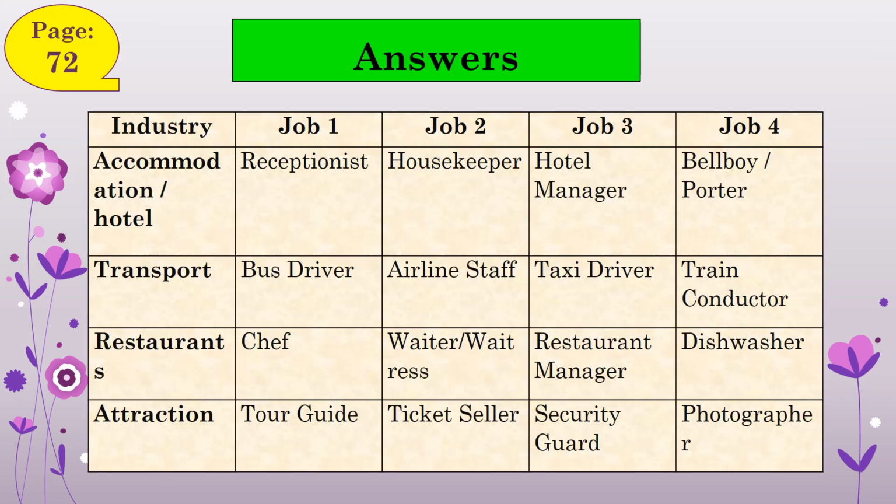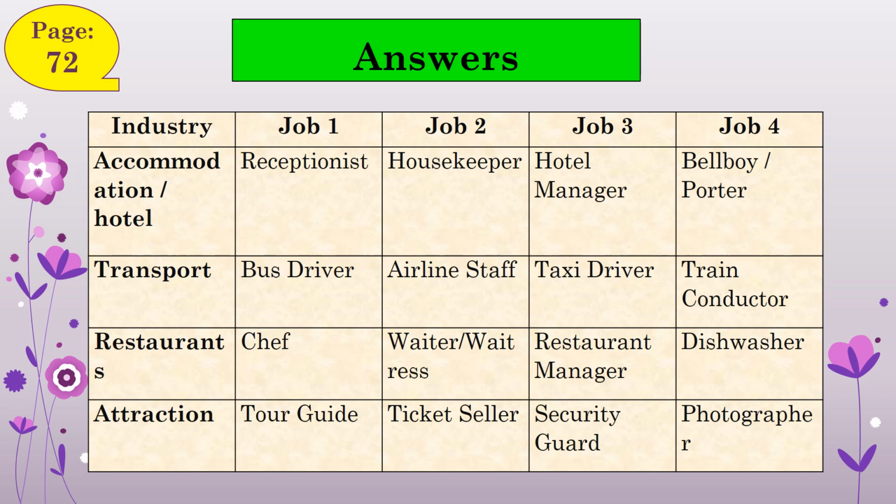Now let's go over the correct answers for question 4. We'll look at each industry and the jobs it provides. First, accommodation or hotels. This includes jobs like receptionist, housekeeper, hotel manager, and bellboy or porter. These are the people who help manage your stay, clean rooms, and carry luggage. Next, transport. This industry offers jobs such as bus driver, airline staff, taxi driver, and train conductor. They help travelers reach their destinations safely and on time.